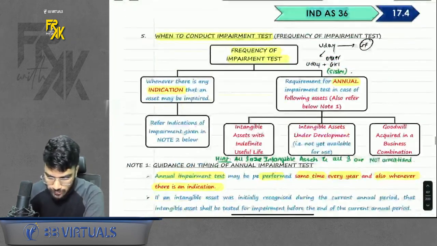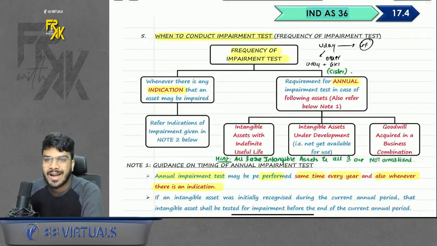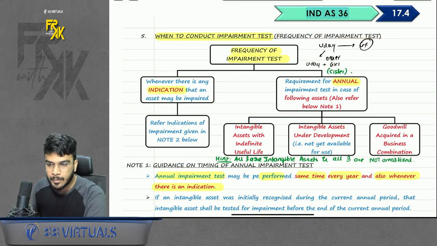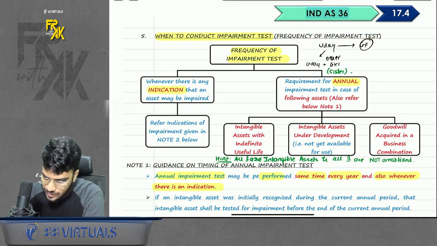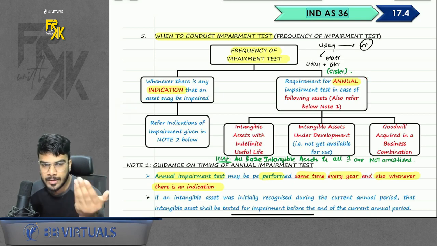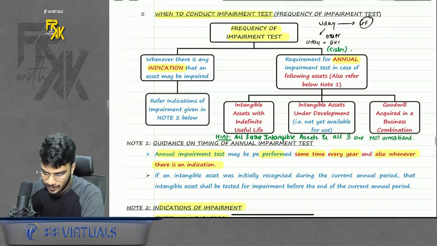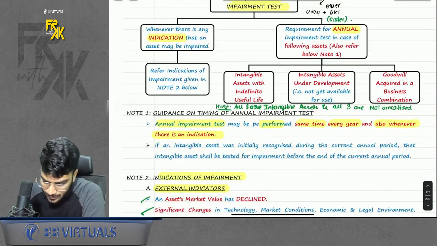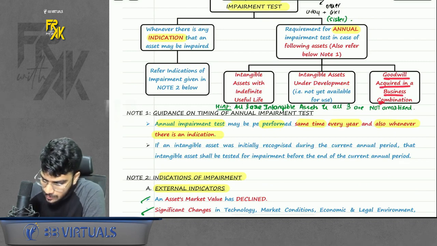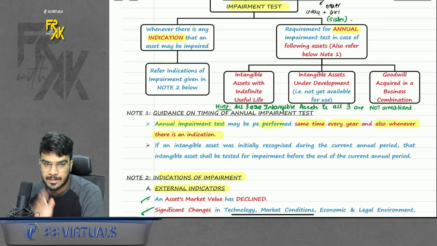The next point is when to conduct the impairment test, that is, the frequency of the impairment test. How frequently do we do the impairment test? Simple. In case of 3 assets, annual impairment test is compulsory, that is, once in a year you have to do the impairment test. Which are those assets? Intangible asset with indefinite useful life, intangible assets under development, and goodwill acquired in a business combination. These are the 3 assets for which annual impairment test is compulsory.